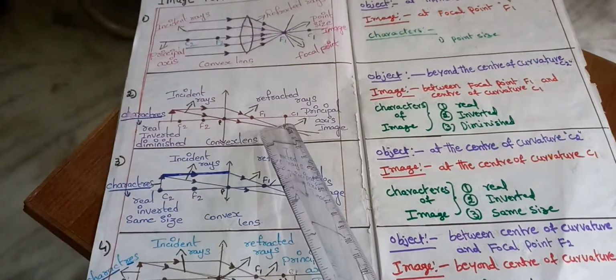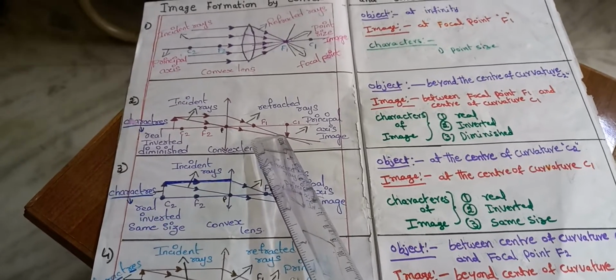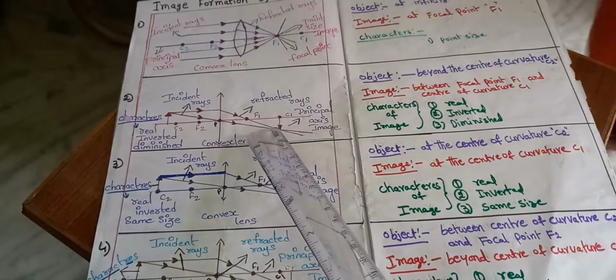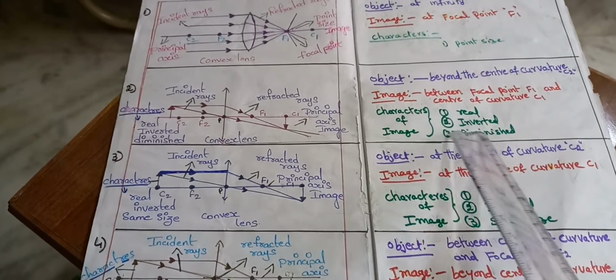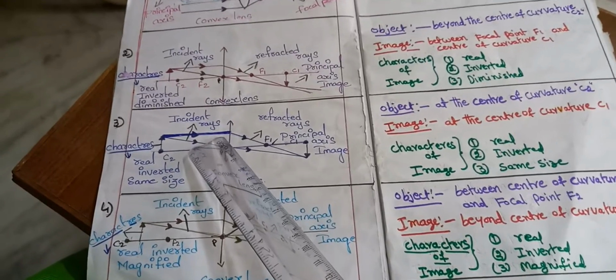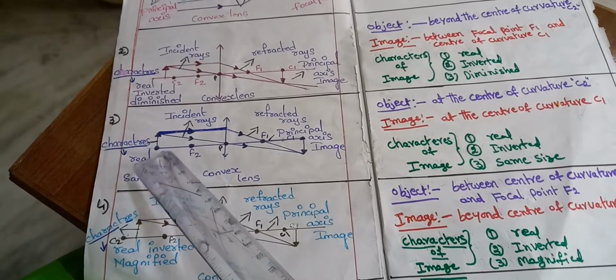So the image is also formed here, between the focal point and the center of curvature. So what are the characters of the image here? Real, inverted and diminished. And in the third diagram we can see here, the object is at the center of curvature C2.